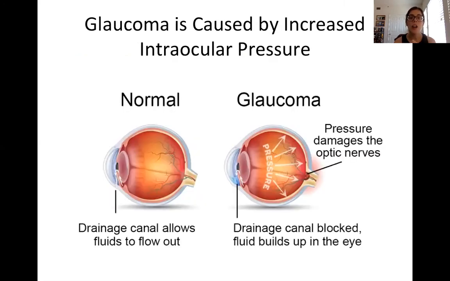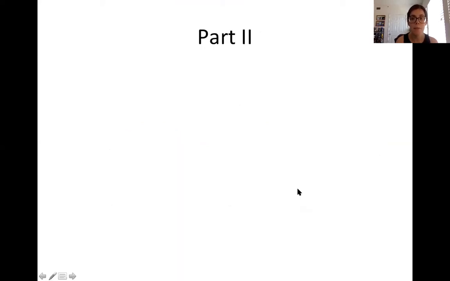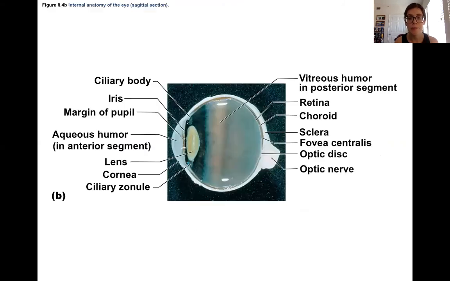Glaucoma, on the other hand, is caused by an increase in intraocular pressure. So if the pressure from the vitreous side is greater than the pressure from the anterior side, here the aqueous side, the eye will start to bulge, and this can actually damage your optic nerve. And this is usually caused by a blockage in the canal that drains the fluid. And so the pressure will build and build and will start to damage your optic nerve, and it can lead to blindness if untreated.